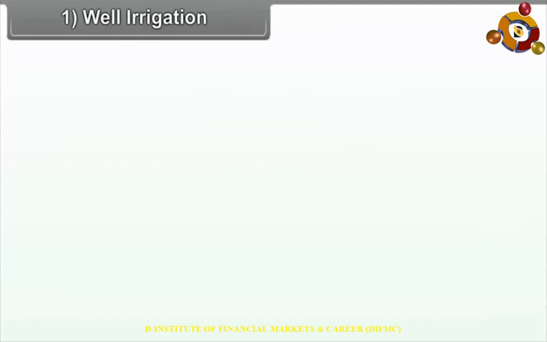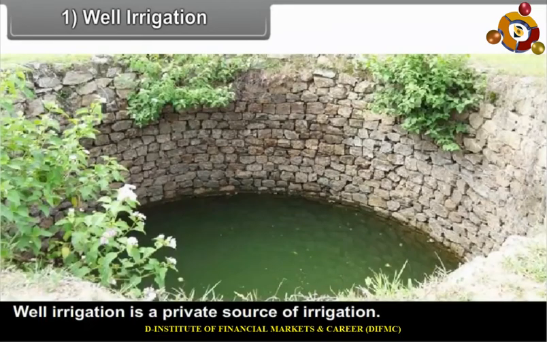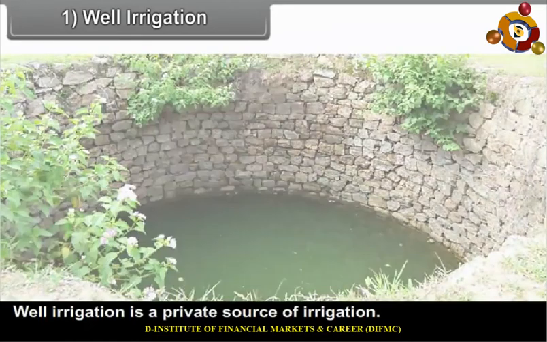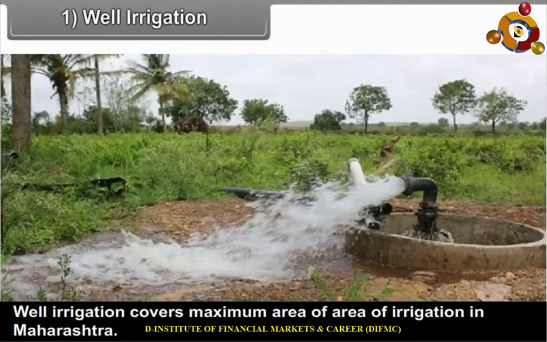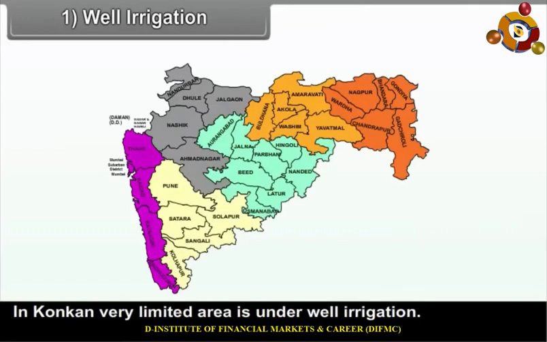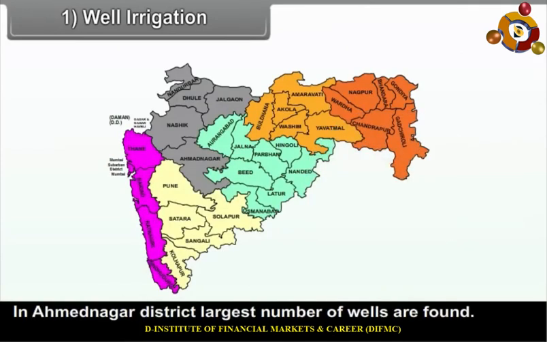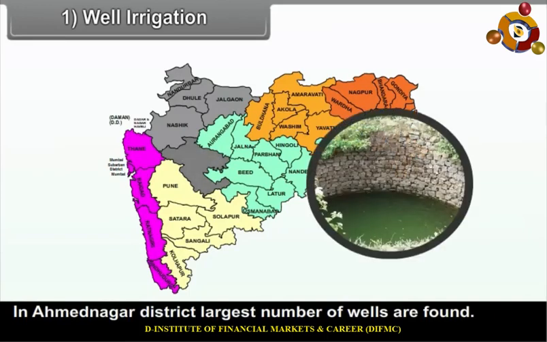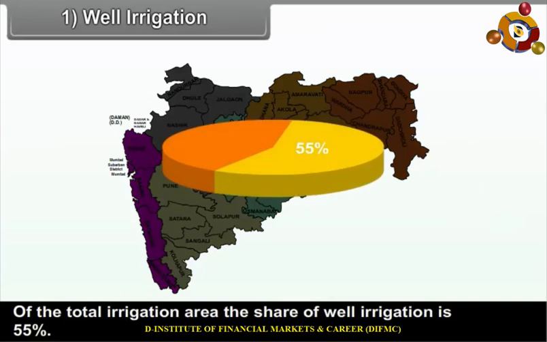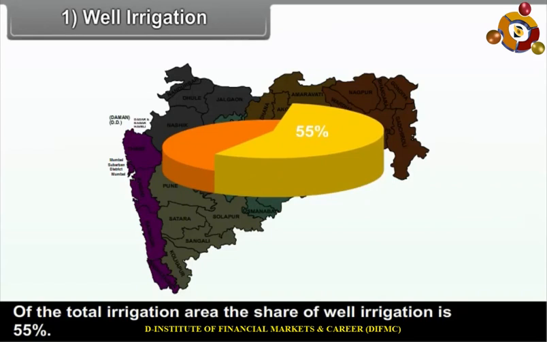Number 1, well irrigation. Well irrigation is a private source of irrigation. Well irrigation covers maximum area of irrigation in Maharashtra. In Konkan, very limited area is under well irrigation. In Ahmednagar district, largest number of wells are found. Of the total irrigated area, the share of well irrigation is 55%.